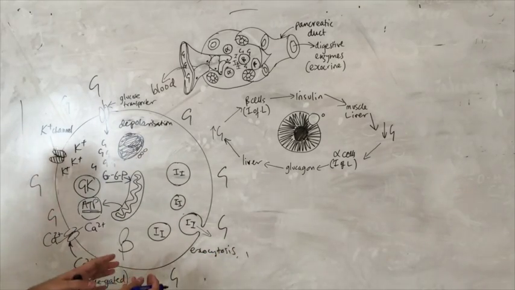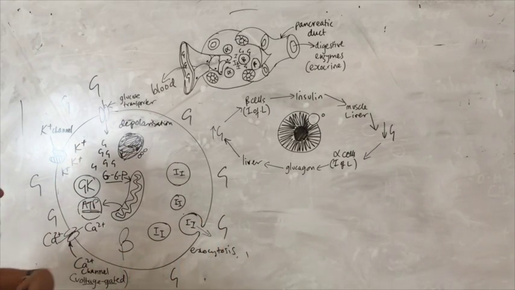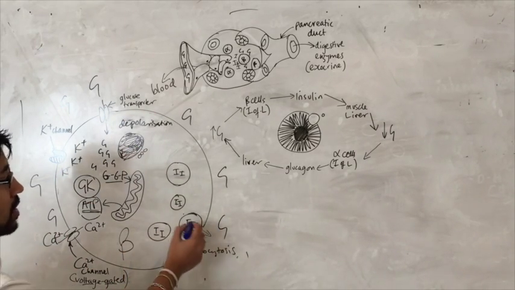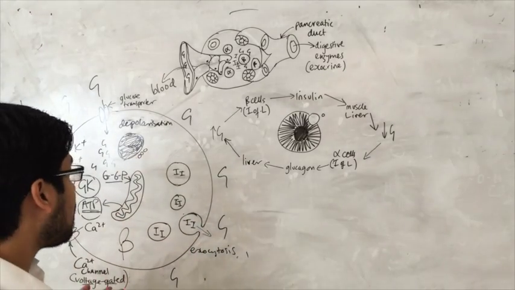Okay? Movement of the vesicle towards the membrane, fusion of the membrane of the vesicle with the cell membrane, and the release of the contents. Okay? So this insulin is now outside. Alright? And that's that.